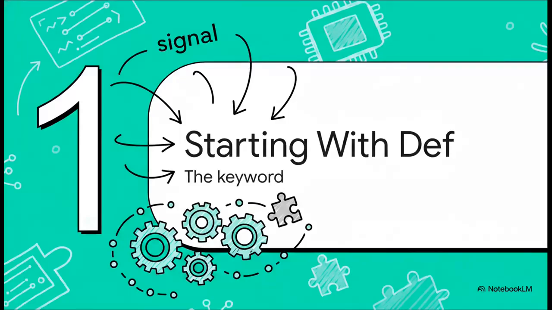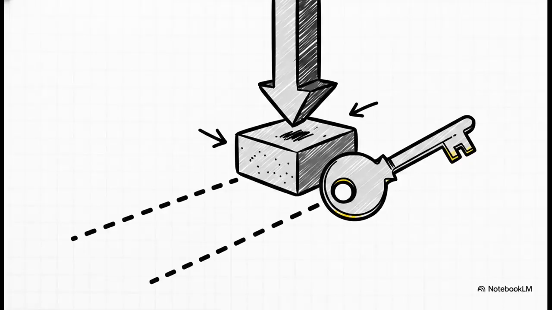All right, part 1, starting with def. So every programming language needs a specific signal, right? A way to announce that we're about to create something brand new. Well, in Python, every single custom function begins strictly with this one keyword, def. It's short for define, and it acts as the universal starting line for your code.